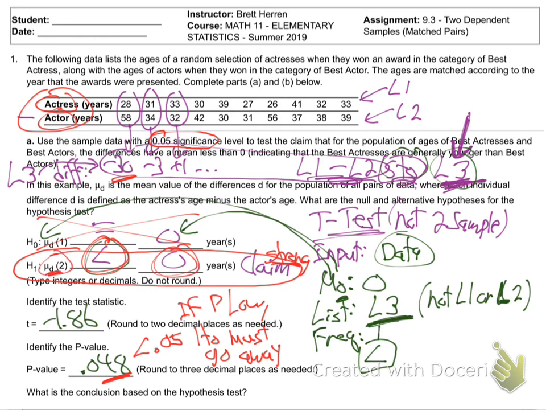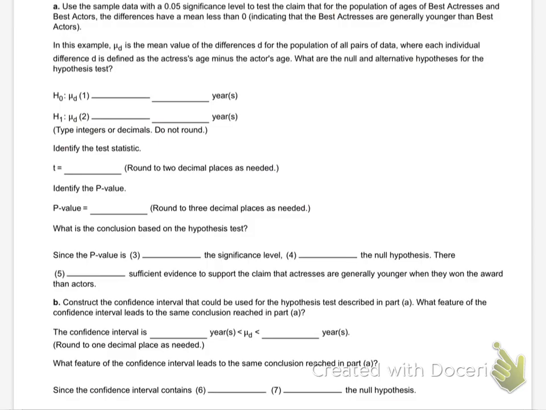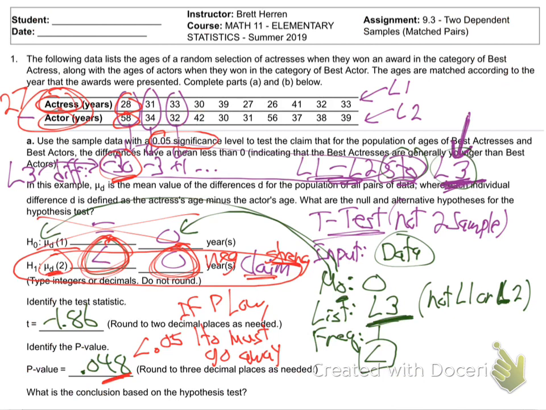The difference is less than 0, meaning it's negative, which means the actress is a younger number, like she's 27, or like she's 28 and he's 58. So you get a negative number when you subtract, number less than 0. So we believe the claim, strong evidence for that. Let's answer that. So since the p-value is less than or equal to the significance level, right? The p-value here is lower than 0.05.